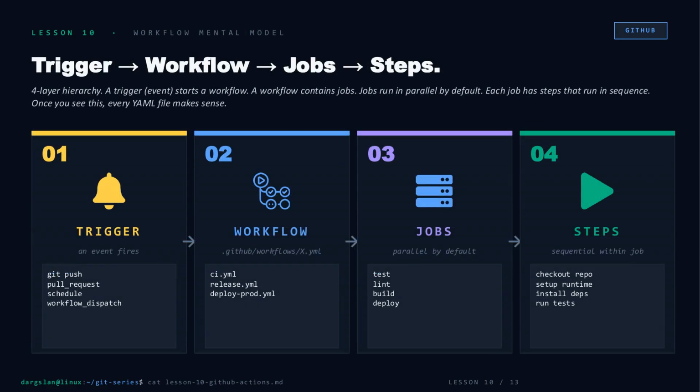Before any YAML, lock in this mental model. Trigger, workflow, jobs, steps. An event fires, a push, a pull request, a schedule, or a manual click. That event starts a workflow file living in .github/workflows. The workflow holds jobs, which run in parallel by default. Each job holds steps, which run in sequence, 4 layers, 1 direction. Once this clicks, every actions file you ever read just falls into place.